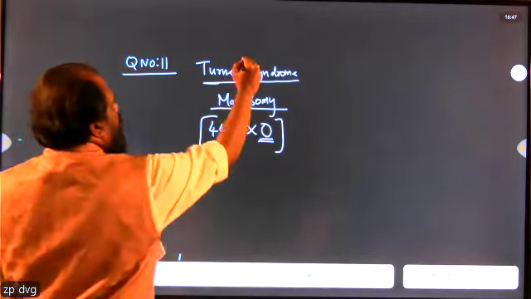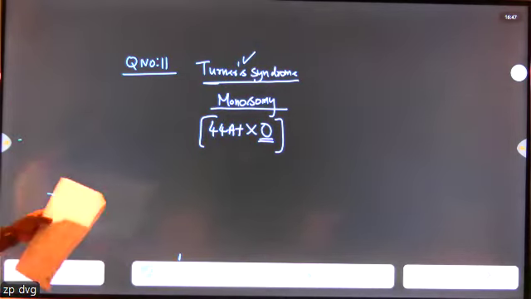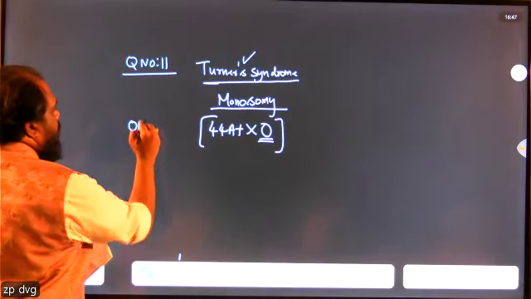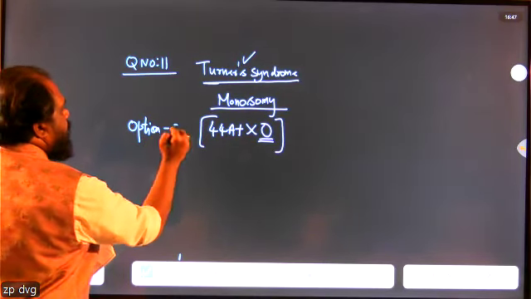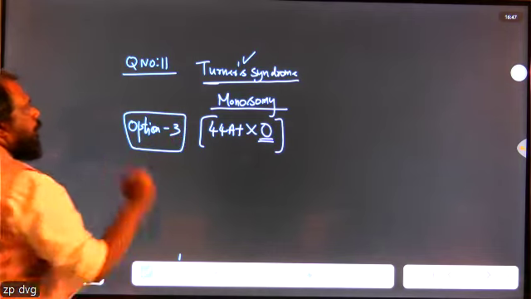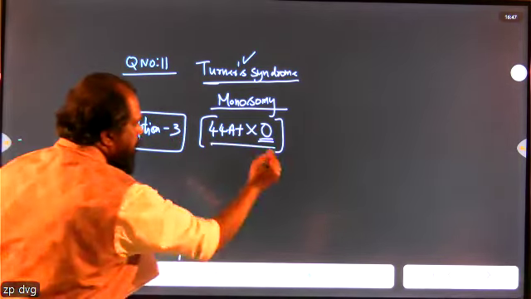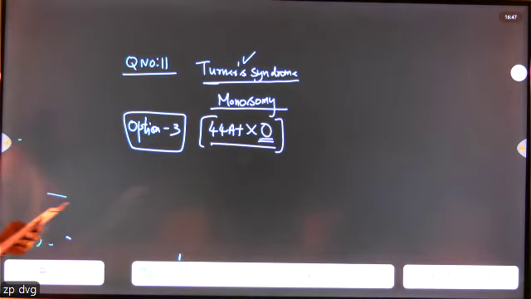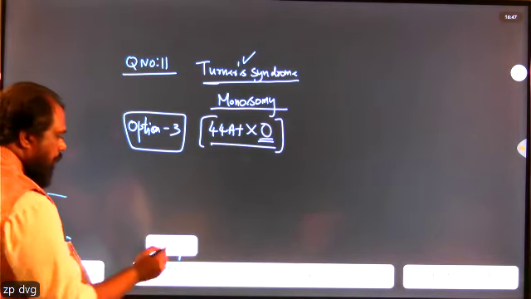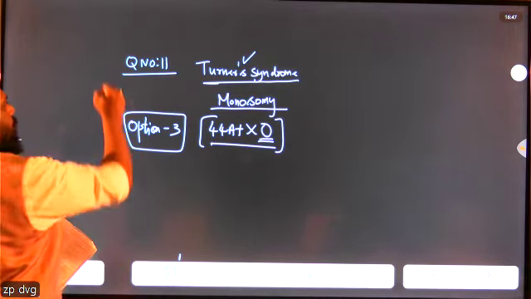So, this condition will provide what? Turner syndrome. The correct option is option 3. So, this is a direct question. Option 3 is the correct option for question number 11. Turner syndrome, chromosomal complement is 44A plus XO. Simple question. Let's go to the next question quickly.